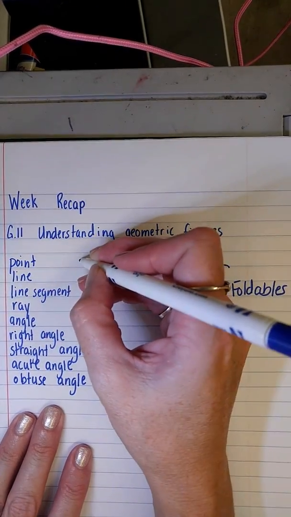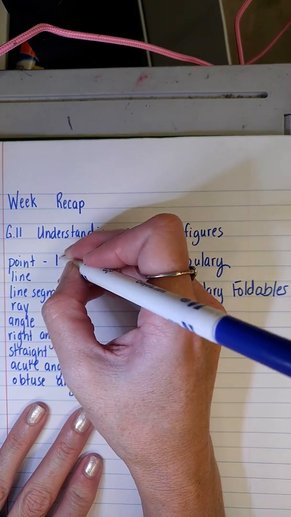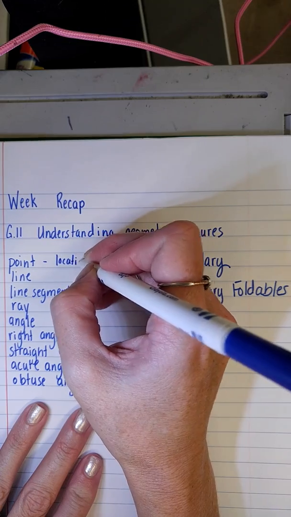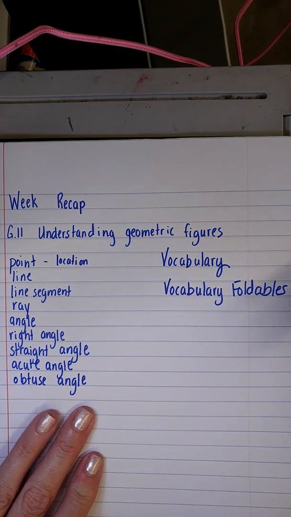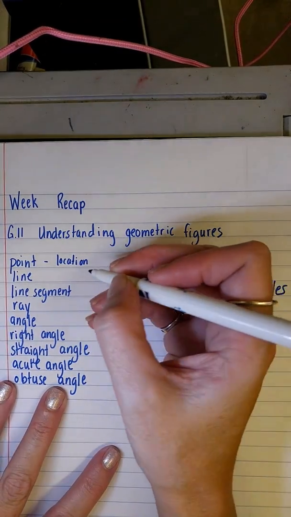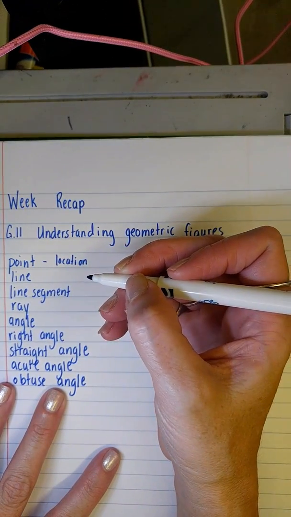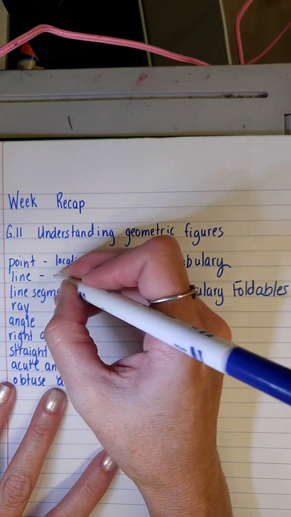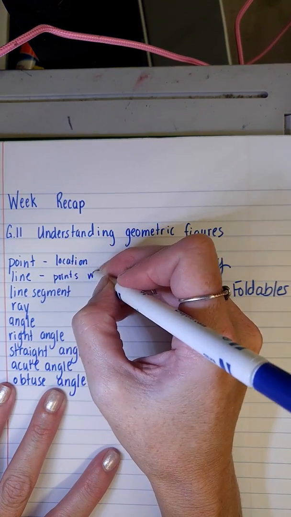A point is a location in space, so location. I'm going to do pretty generic definitions here. The children do have those written in their notebooks, and they do have access to them in the back of the glossary of the book that stays at school. A line is a path of points that continues without end. So points without end.